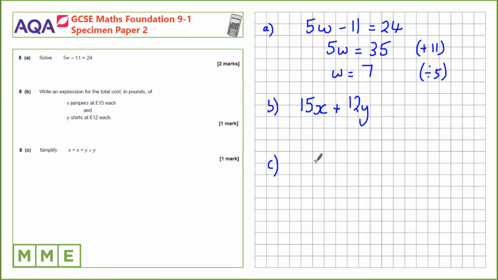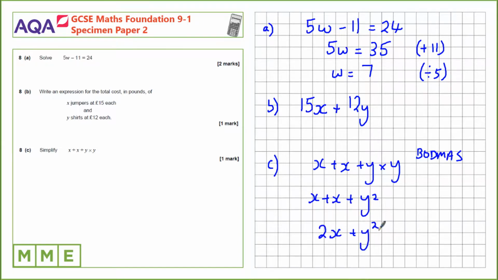8C, simplify X plus Y times Y, and we need to look at what order we would do these in normally, using BODMAS. Multiplication needs to be done first, so we'll have X plus Y squared, Y times Y, and then add up these two X's, which gives us 2X plus Y squared.